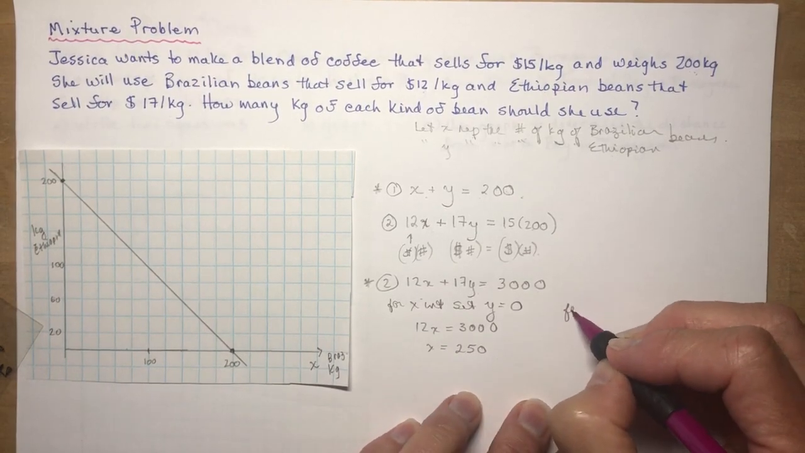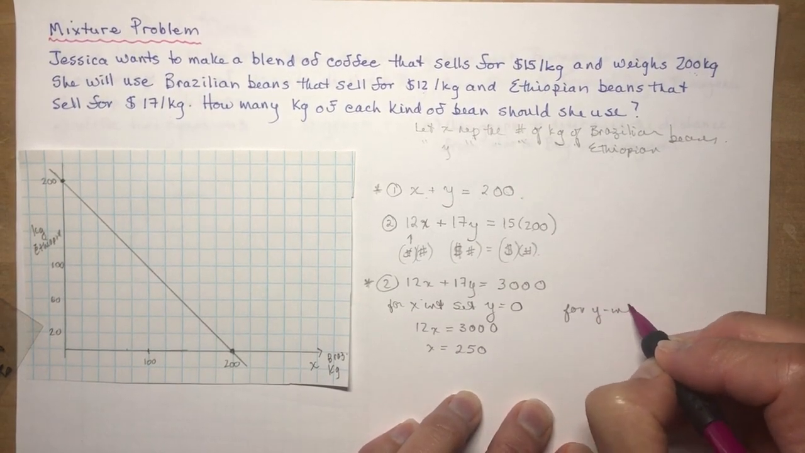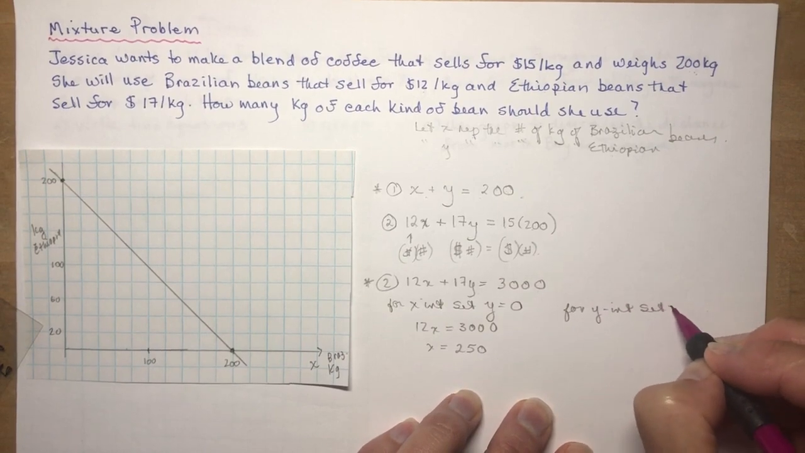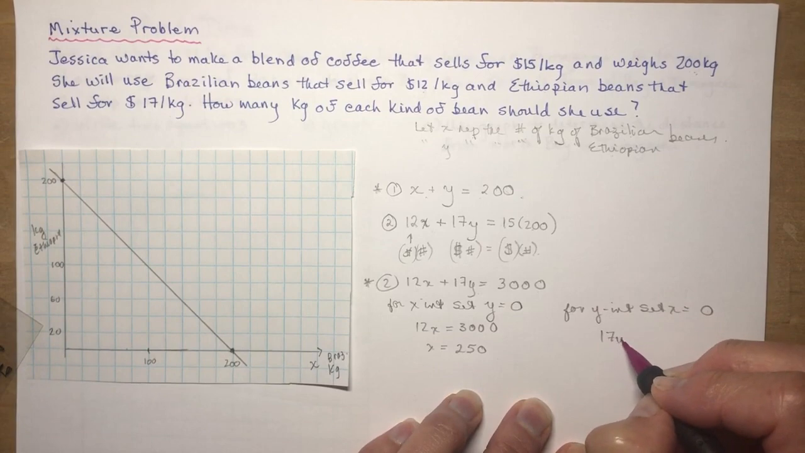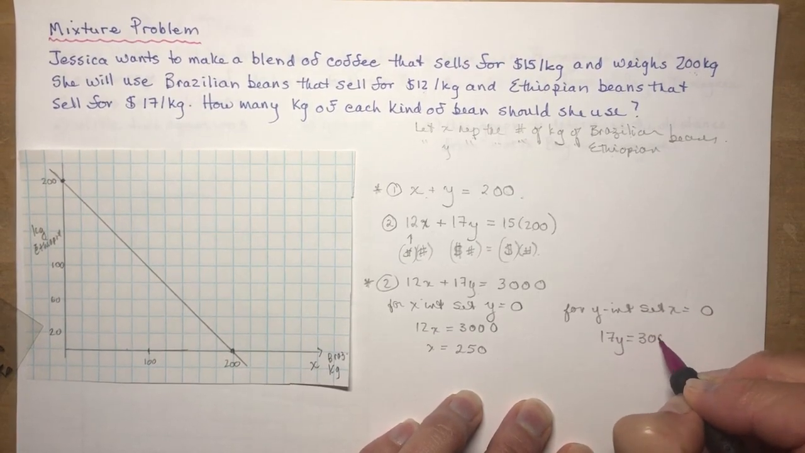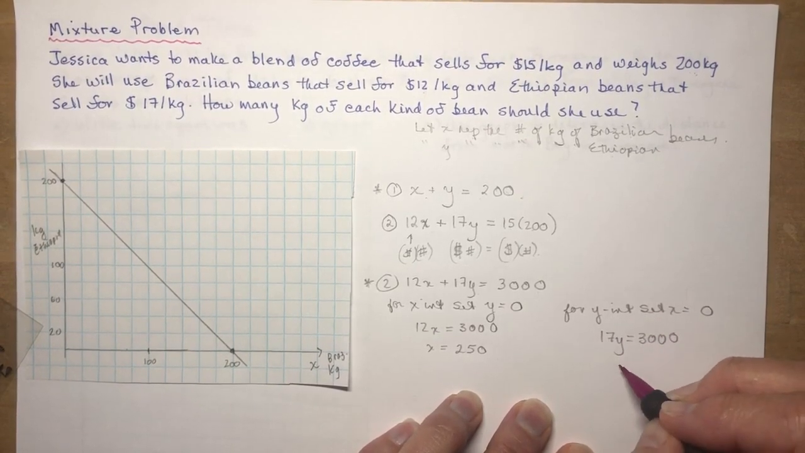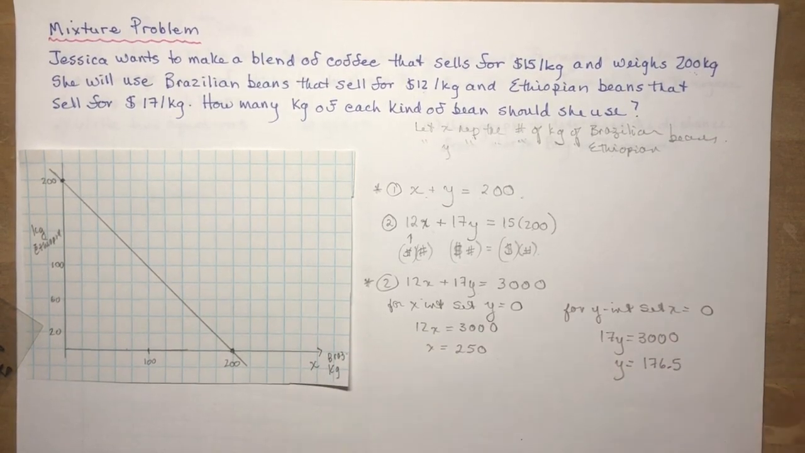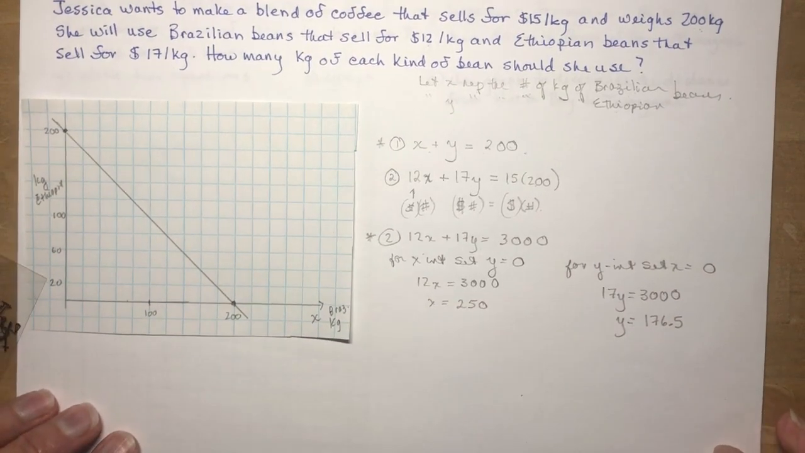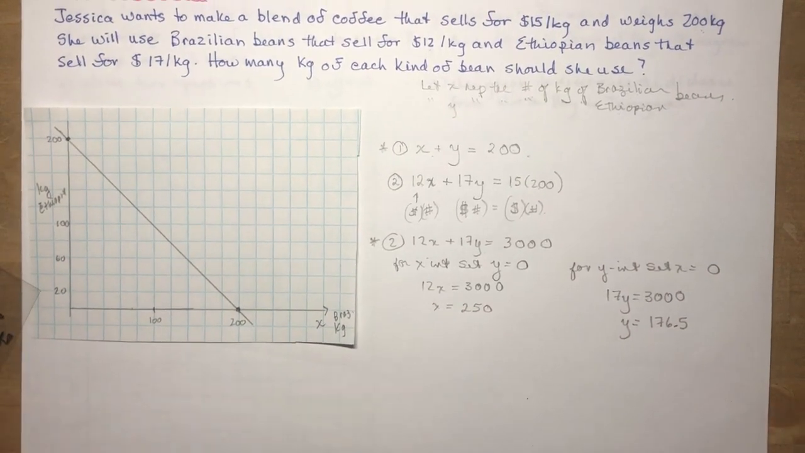Now for the y-intercept, we set x equal to 0. And that means I'm going to have 17y is equal to 3,000. And this doesn't nearly give you as nice an answer. You get y is 176.5. So now you can see how this is going to be difficult when you're trying to solve using a graph, right? How accurate can I be?